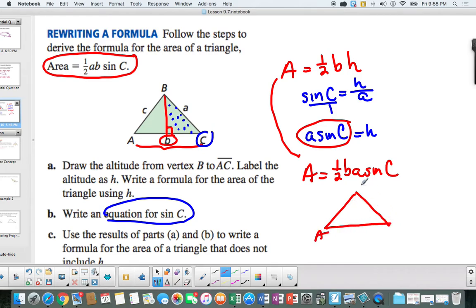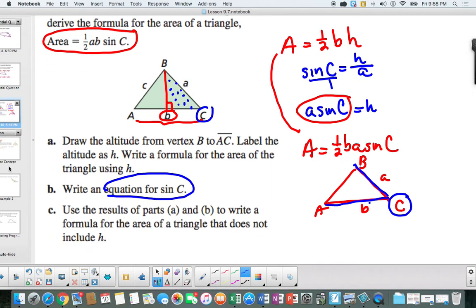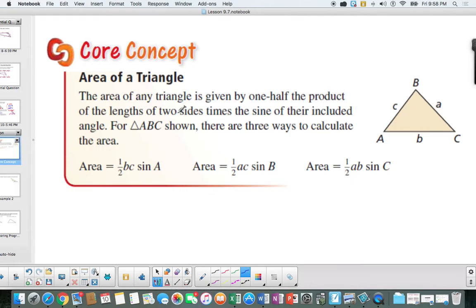It was A, B, C, and this was a, and this was b. And so this formula really says in words, take 1/2 a side times another side times the sine of the included angle. And that's what our next theorem is going to say. So the area of any triangle is 1/2 two sides, so we're going to use b and c, times the sine of the included angle. If you work with another two sides, like a and c, your included angle will be B, and if you work with a and b, your included angle will be C.